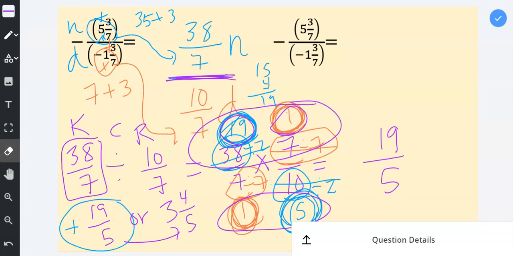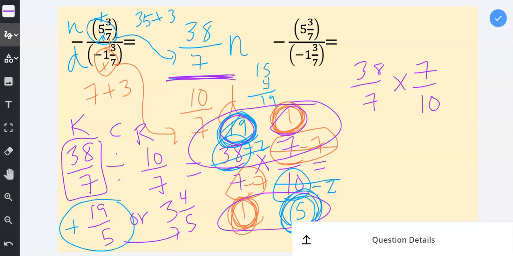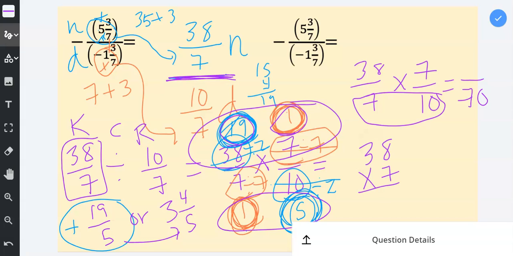We could have also, let me make a little bit more room for this, we could have multiplied across first. Let's take a look at what that would have looked like. 38 was being multiplied by 7/10. So I could have multiplied across first. This part's easy. 7 times 10 is 70. I would need to figure out what 38 times 7 is. Okay, 3 times 7 is 21, plus 5 is 26. So 266. You can always multiply first and then reduce.